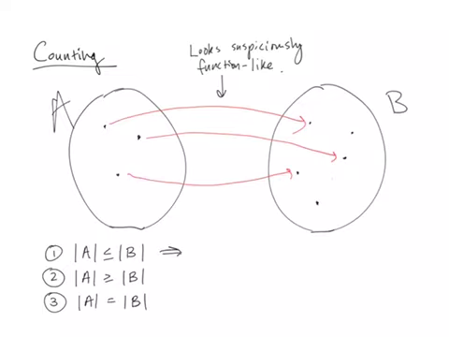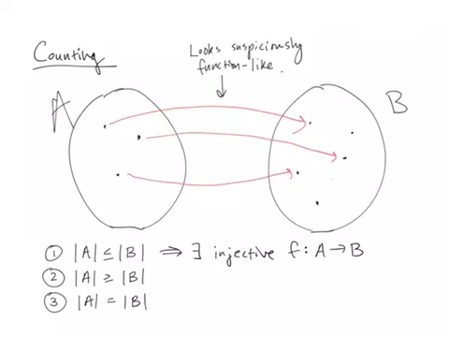So anyway, in this case, we see intuitively that there exists an injective function that takes A to B, right?